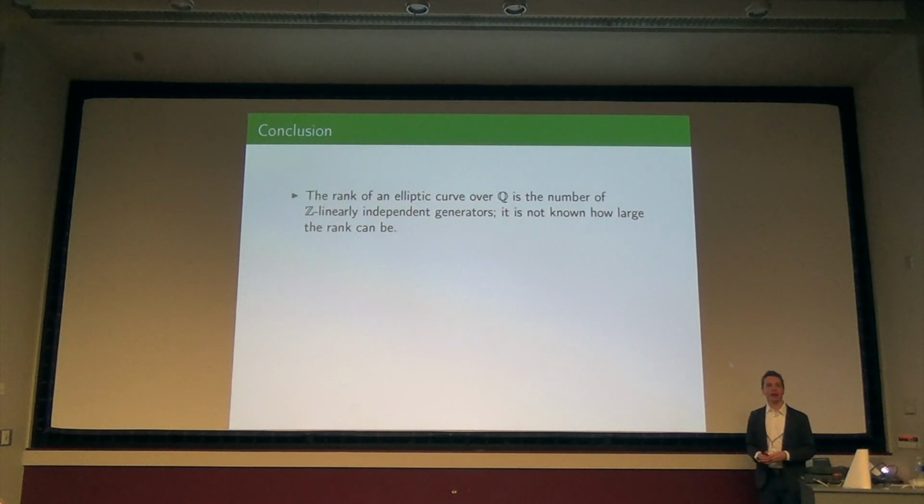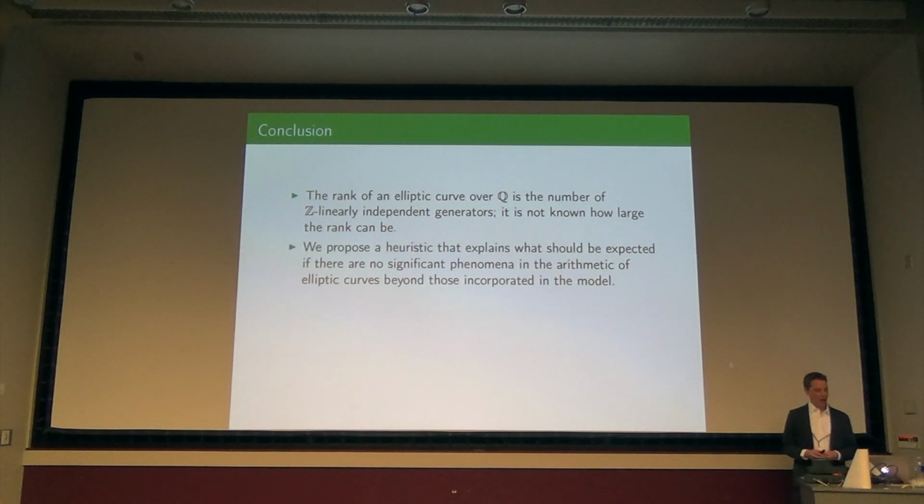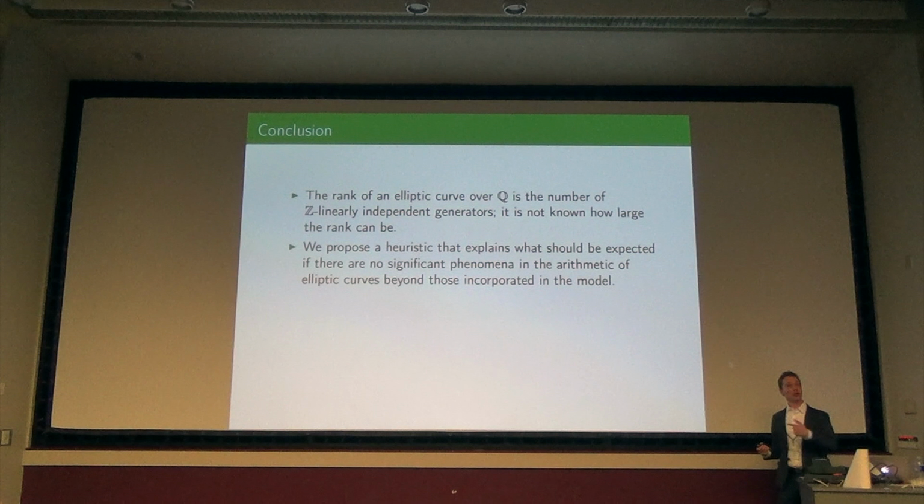The point of the talk I just gave was to show you about ranks of elliptic curves, to give you some idea that the rank is the number of Z-linearly independent generators, and to convince you that nobody actually knows what the rank is supposed to be. We proposed a heuristic, a linear algebra heuristic, which captures the spirit of the arithmetic of the elliptic curve, and it proposes that the ranks of elliptic curves are bounded. I didn't quite have time to go through the details there, but I don't feel too bad about that.